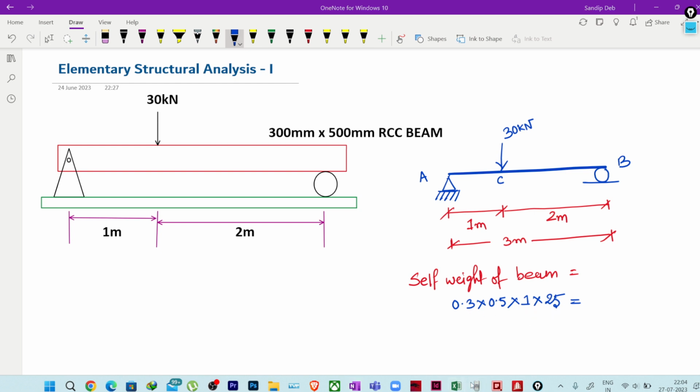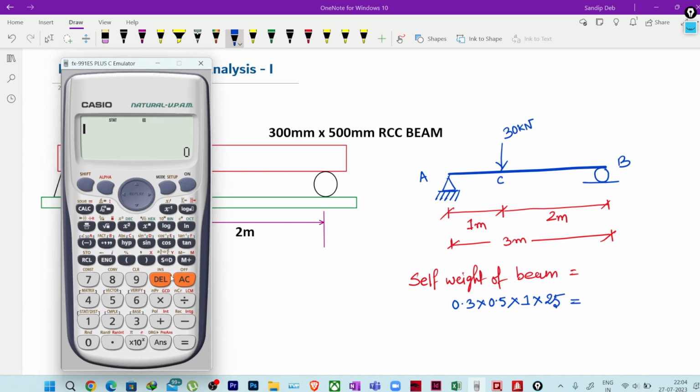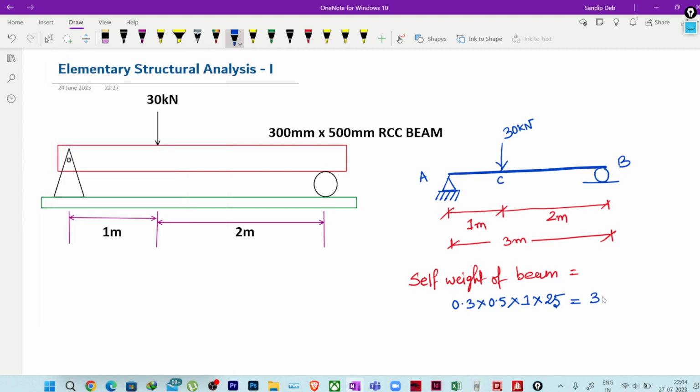Now what will be the result for this? If I just calculate 0.3 multiplied by 0.5 multiplied by 25, it is 3.75 kilonewton per meter. If I want to find the total weight of this 3 meter length beam, it will be 0.3 multiplied by 0.5 multiplied by the total length 3 multiplied by 25. Or simply, this value will be multiplied by 3.